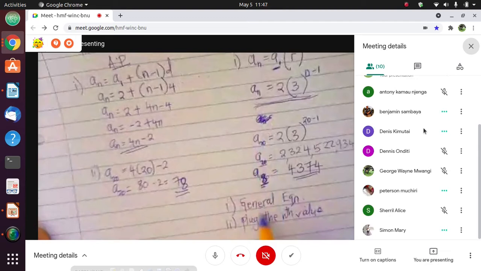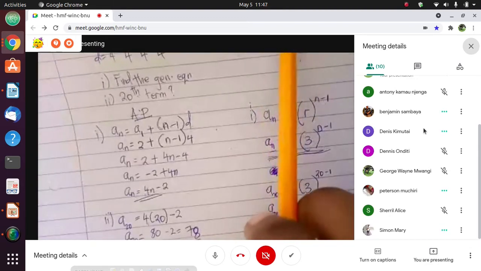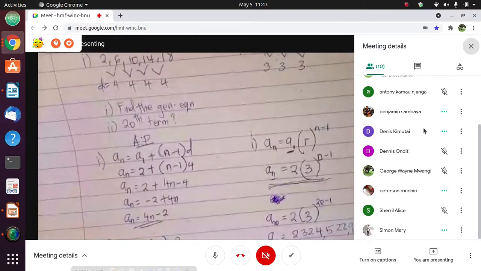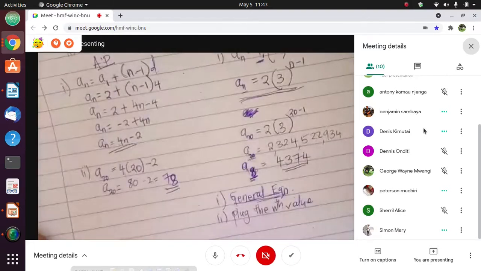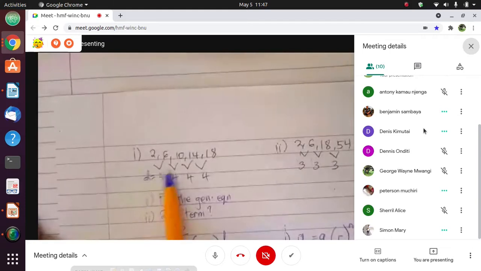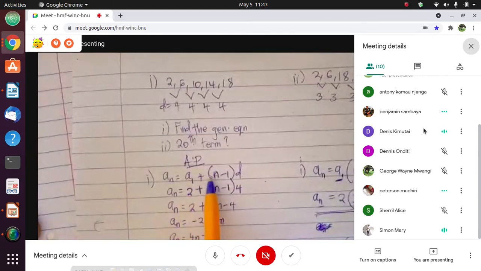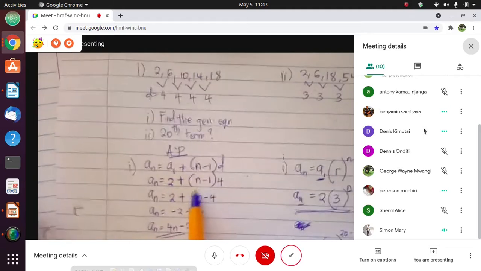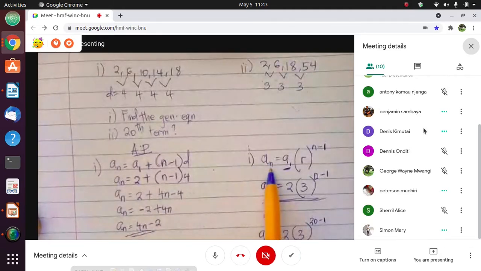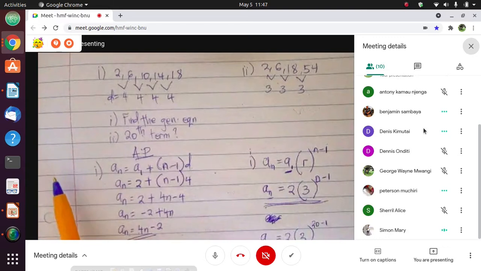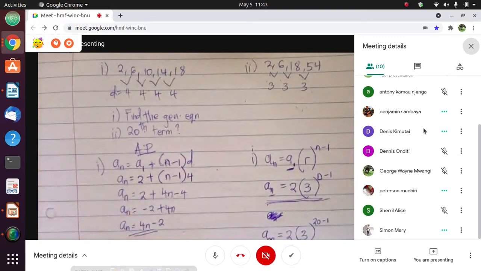So the first thing that you do is generate a general equation of that sequence, and then plug in the nth value. And remember that the general equation of an arithmetic sequence is an equals a1 plus n minus 1 times the common difference. The general equation for a geometric sequence is an equals a1 multiplied by the common ratio raised to n minus 1. So once you find the general equation, then it is easy to find the term.